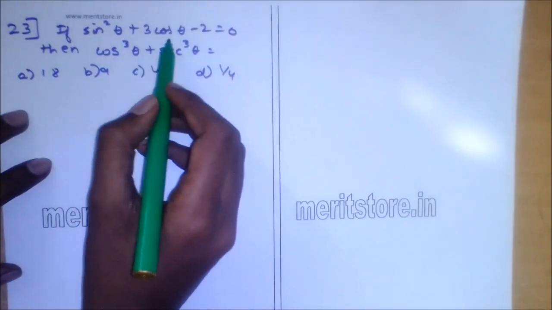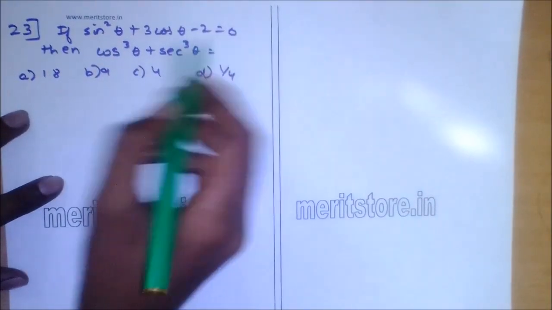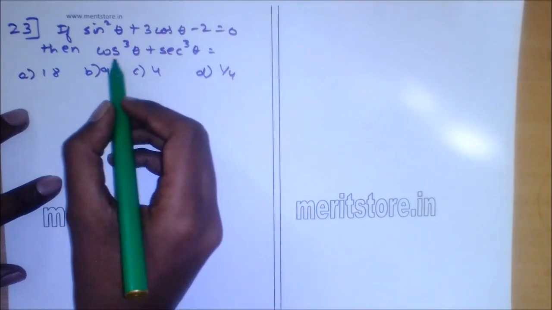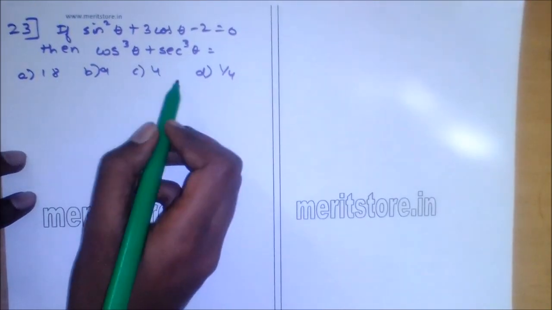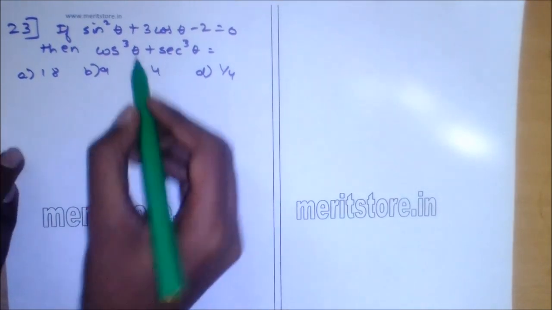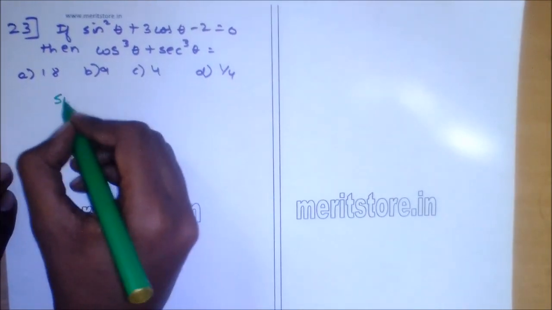If sin square theta plus 3 cos theta minus 2 is 0, then what is the value of cos cube theta plus sec cube theta? The options are 18, 9, 4 and 1 by 4. So let us simplify the equation.